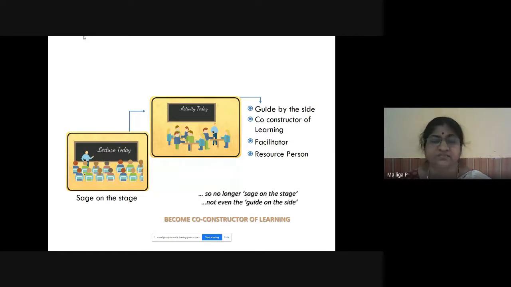Then the teacher becomes the co-constructor of learning: not the sage on the stage, not even the guide by the side, but a co-constructor of learning. Yes, somebody has raised a hand, Shivanand. If there is anything, you can put it in the chat, or you can unmute and ask me. Is it for me?